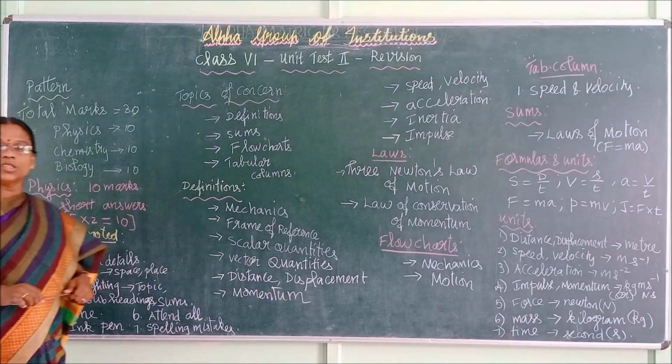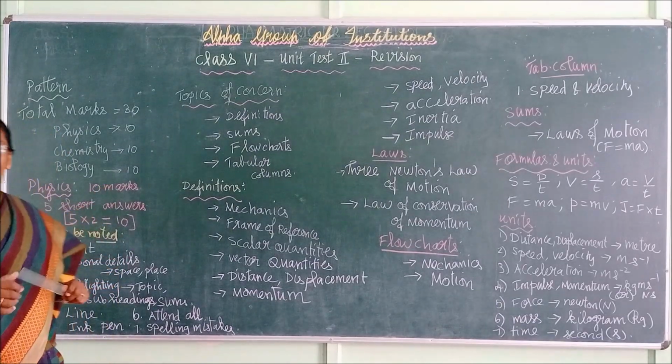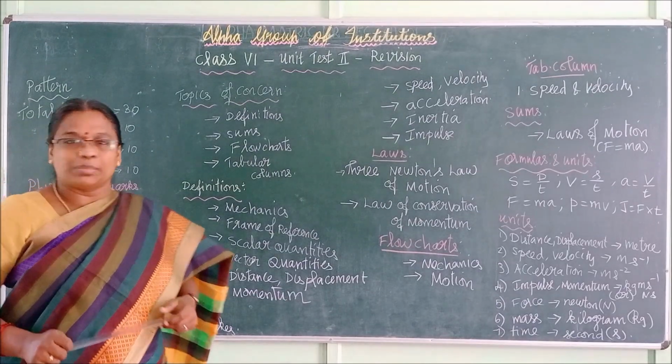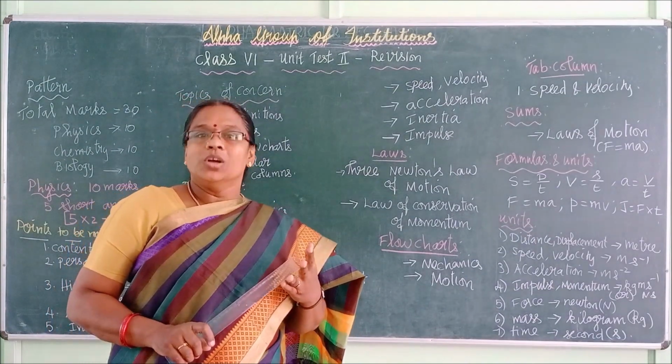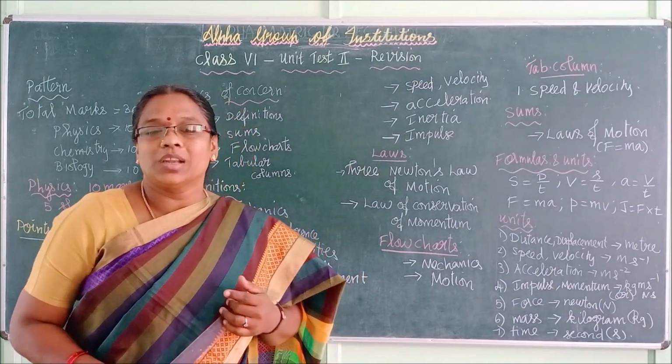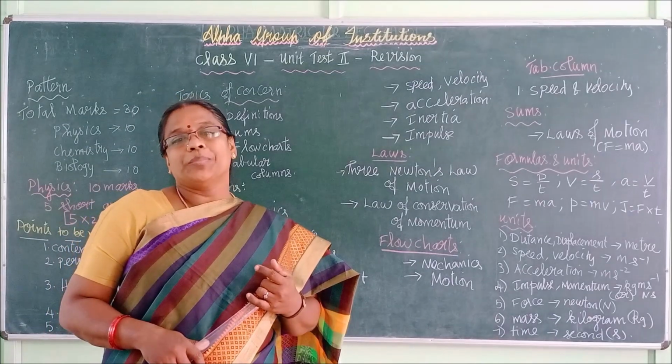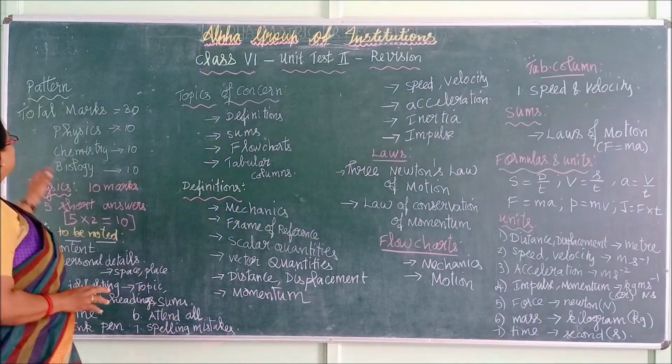For you the portions will be unit 2, I told. In unit 2, 3 chapters are there. Chapter 1 motion, chapter 2 straight line motion, and chapter 3 laws of motion. So now first we will move into the pattern.